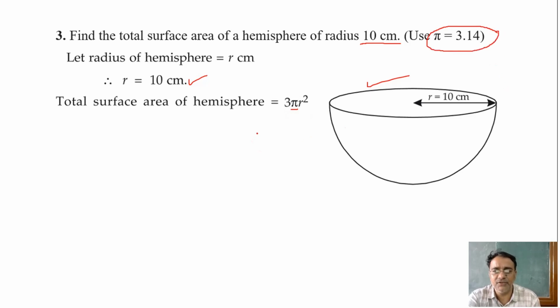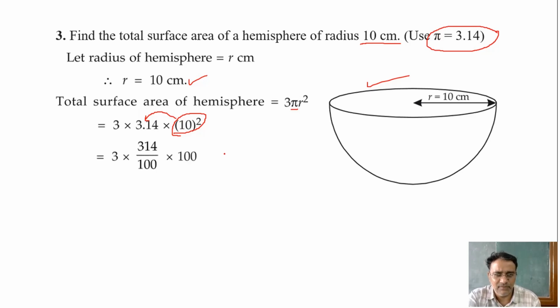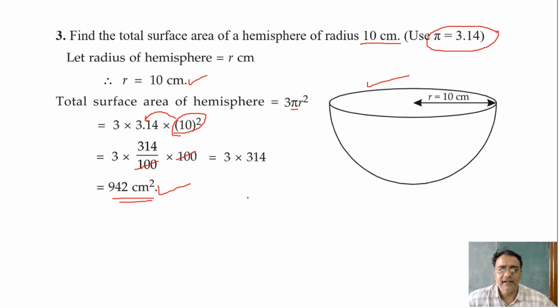So 3 × 3.14 × 10². So 10² will be 100. If you multiply with 3.14, the decimal will be eliminated, and we are getting 3 into 314. Or in this way also you can do: 3.14 as 314 by 100, then cancel the 100. So if you multiply these two, you will get 942 centimeters square. This is the final answer. Any doubt? No, sir. Okay.